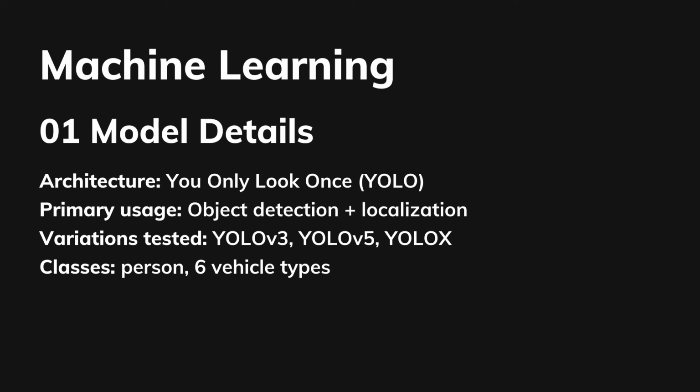First, we'd like to recap the details of the model that we're currently using as a backend for all of Zaamin. The architecture is YOLO, which is primarily used for object detection and localization. We tested 3 different variations and decided that YOLO v3 was the best model of them all due to its extensive support and compatibility with various frameworks and runtimes. The primary labels that we use YOLO to detect are either person or 6 different vehicle types.